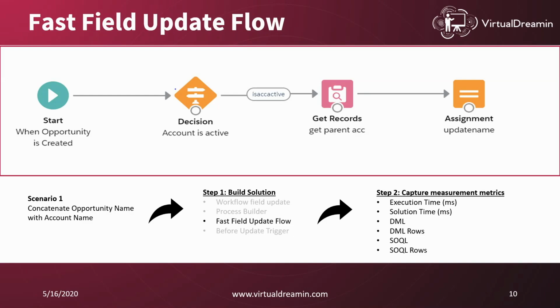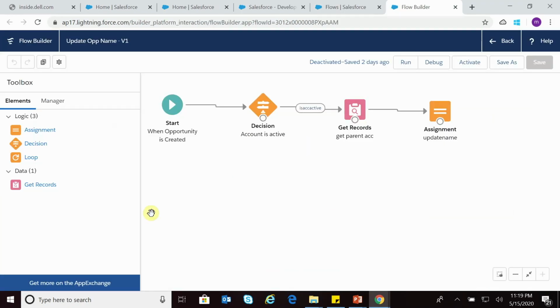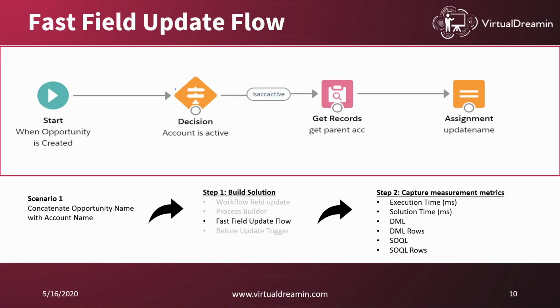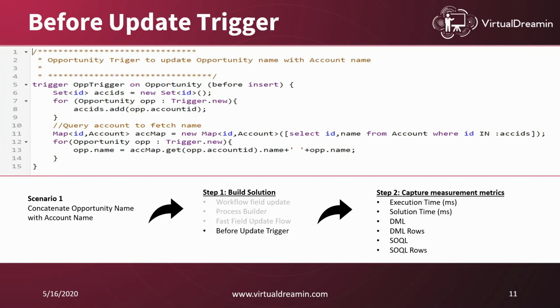Whereas if we mark a flow as fast field update, let me show you how you can mark a flow as fast field update. This is my flow which actually updates account name with opportunity name, and when you click on the start button, you can see there is an option called new or updated records. Flow makes fast field update. So when you check this option, automatically the flow will be getting executed as a before save operation, and there is no need for you to consume an additional DML statement when it is getting executed. And this is our last solution, which is using a before update trigger scenario.